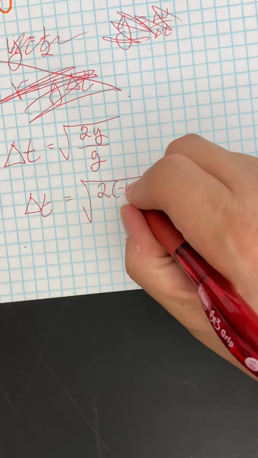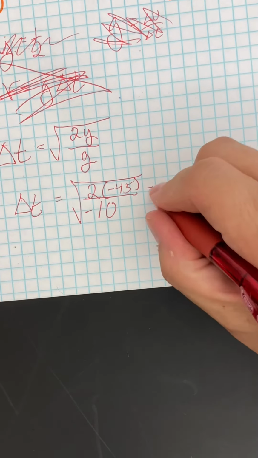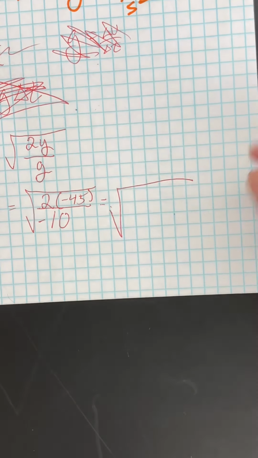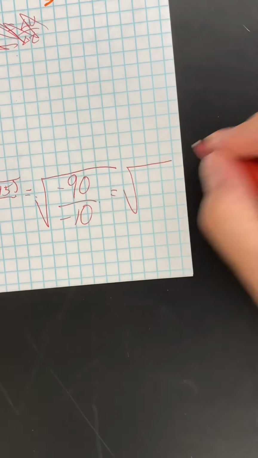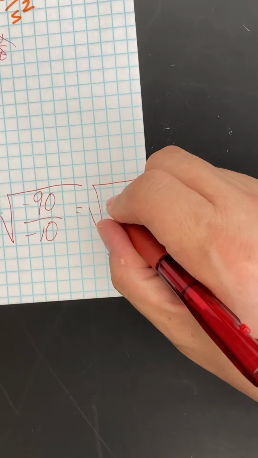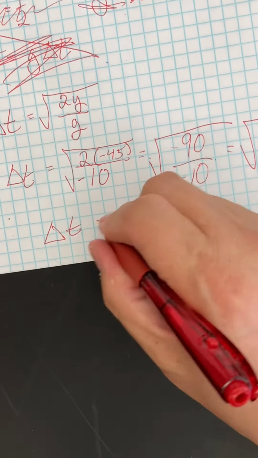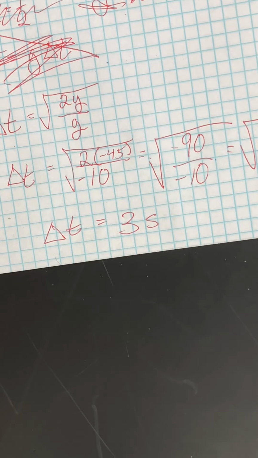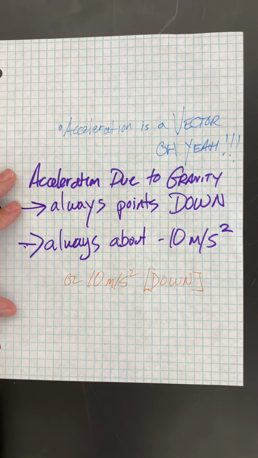So I have distance, and I know little g is negative 10. So 2 times my negative 45, because I'm going downward 45, is going to be negative 90 over negative 10 inside that square root symbol. So that's going to be negative 90 divided by 10, which is the square root of 9, positive. And the answer is going to be 3 seconds. It takes 3 seconds to get down there.